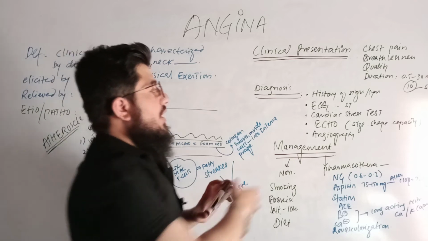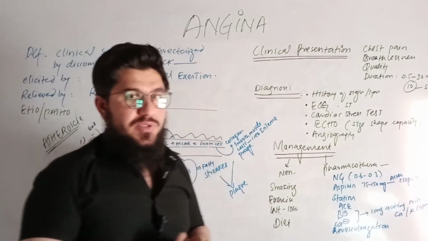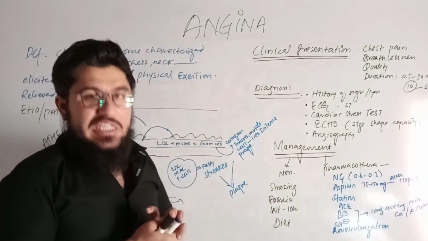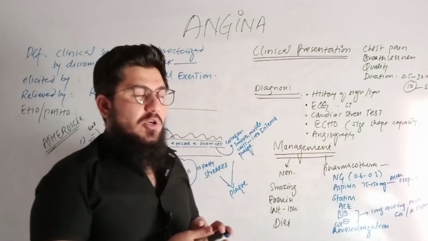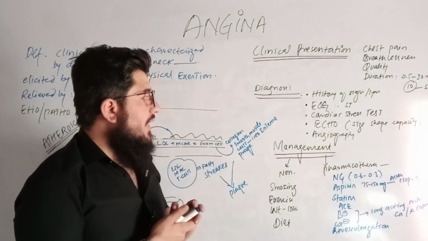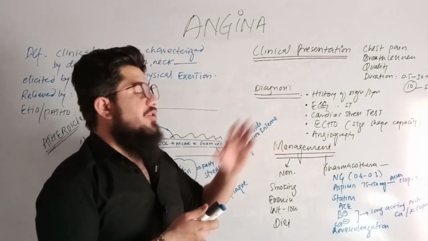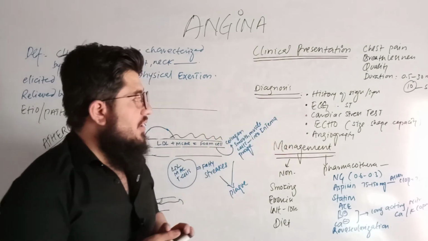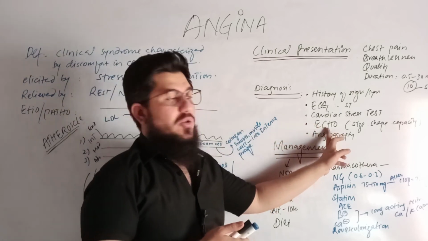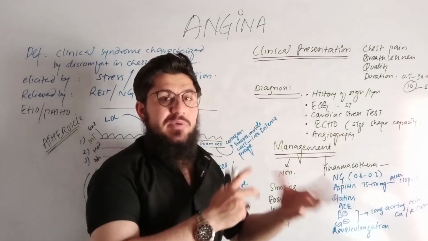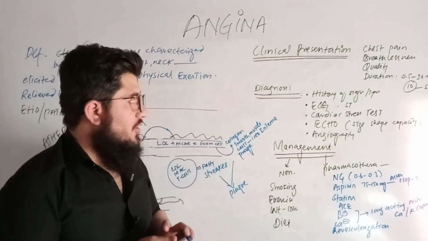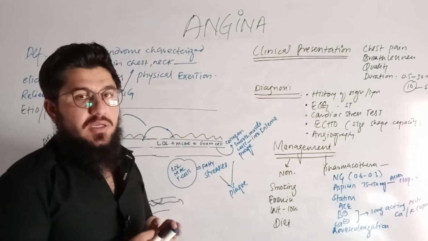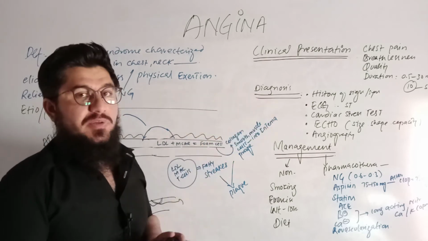Here, we'll ask the patient about the history of signs and symptoms. Then we'll go for the ECG. In that, we will observe ST depression and T wave depression. We'll check the ST segments, okay? After that, the next option is the cardiac test. Then we can go for echo also, where we will identify the size, shape, and capacity of the heart, and then we will do angiography also. These are the very basic tools that can be opted for diagnosis.